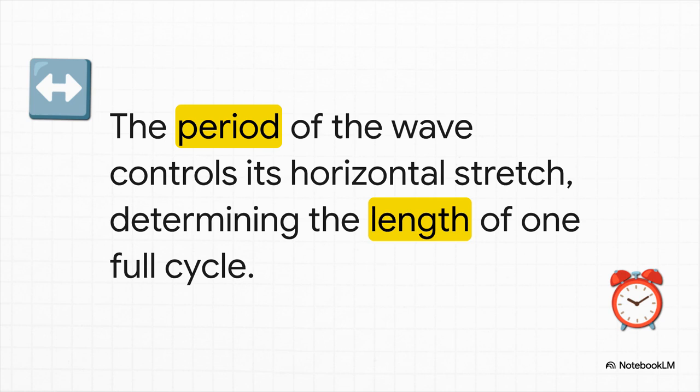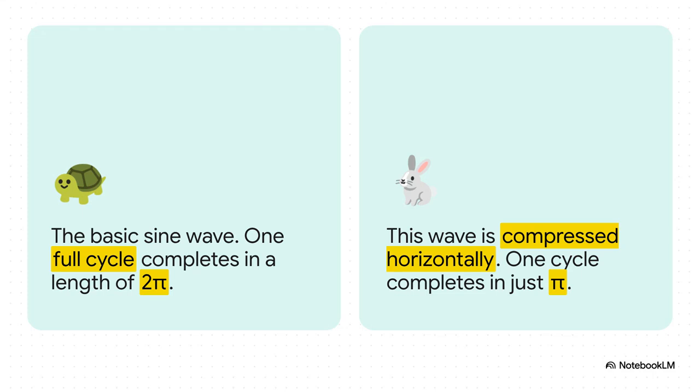Okay, next up, our second tool is for controlling the horizontal shape of the wave. This one is called the period, and it's basically the length of one full cycle. We can use this to either stretch the wave out or squish it together. Now to do this, we multiply the variable inside the function. So check out y equals sine 2x.